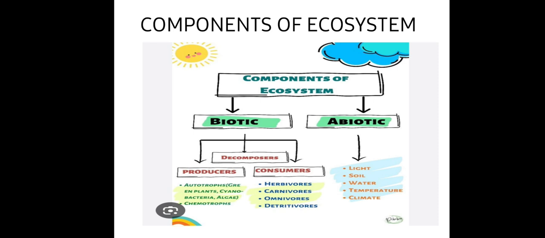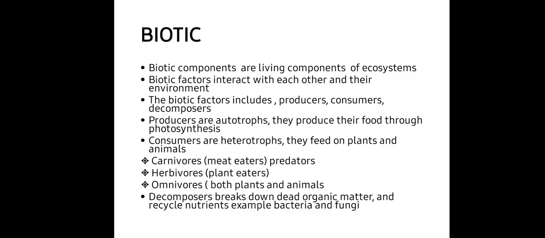Examples of abiotic: light from the sun, soil, water, temperature, climate. As you can see, these are non-living. Biotic, like I said, bio means life. So examples of biotic are producers, which are alive, and consumers, which are also alive. Examples of consumers are herbivores, carnivores, omnivores, and detritivores. Examples of producers: green plants, bacteria, fungi, all of them are alive.